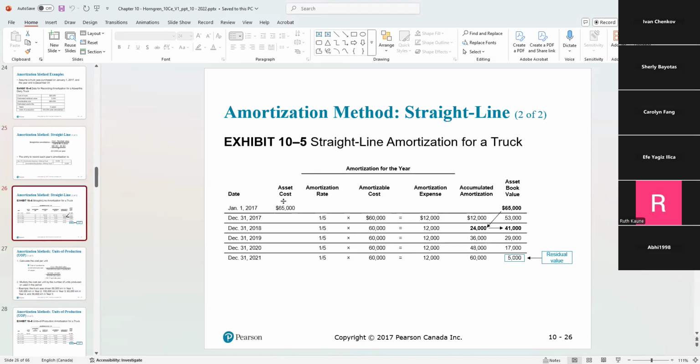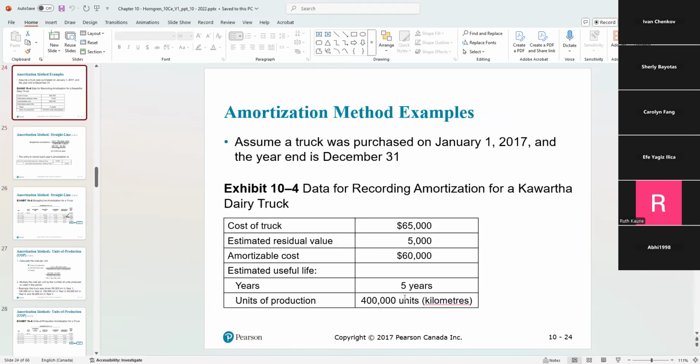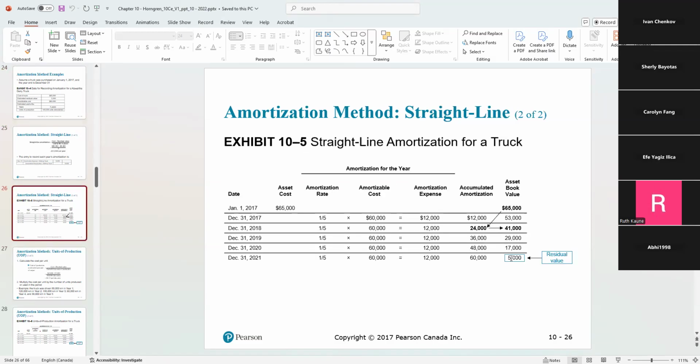And once we prepare the amortization schedule, the only thing that you have to remember is that total amortization cannot exceed the amortizable cost, which is $60,000, and the carrying value, the book value, has to be equal to the residual value.